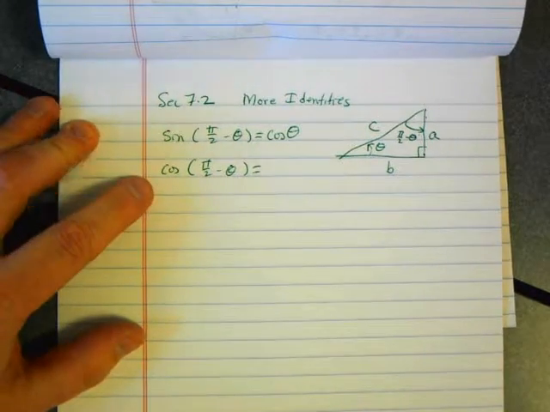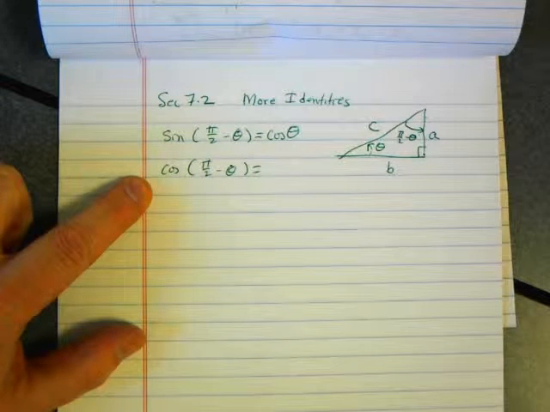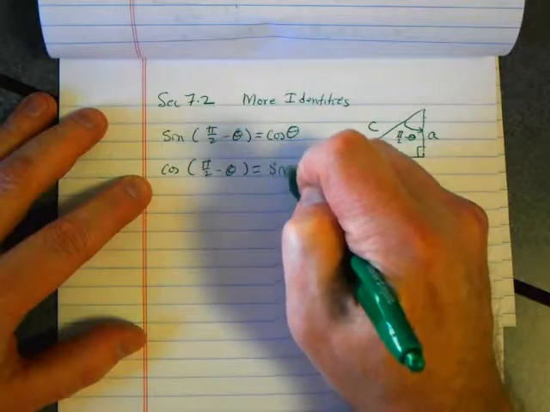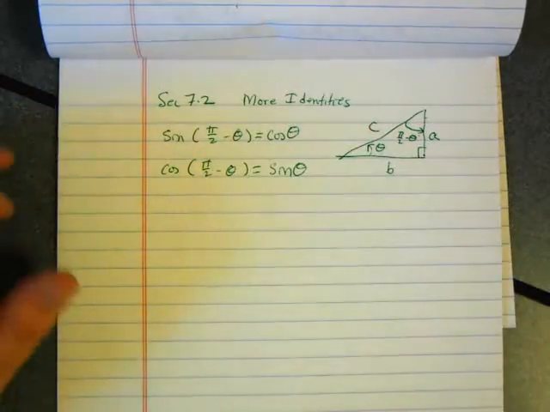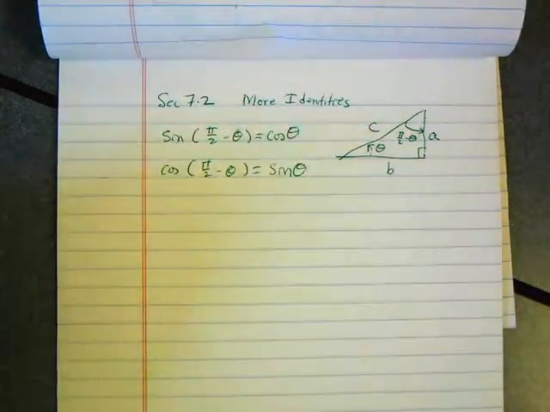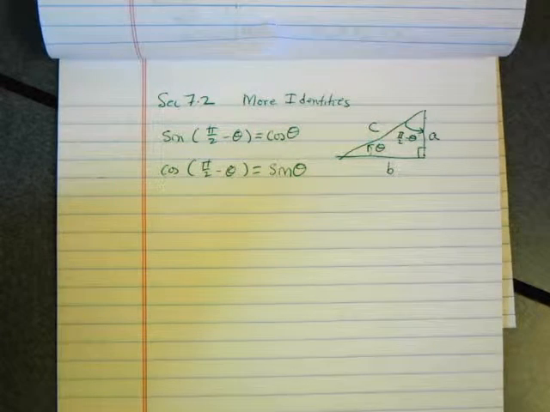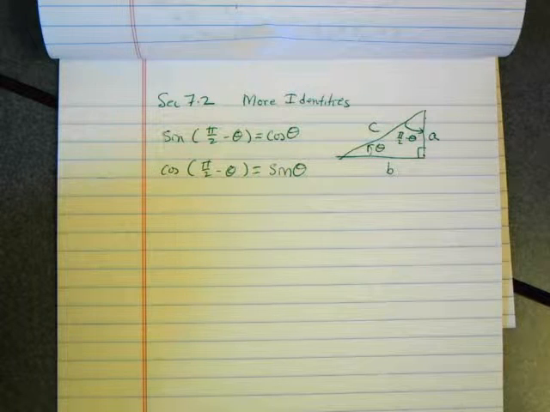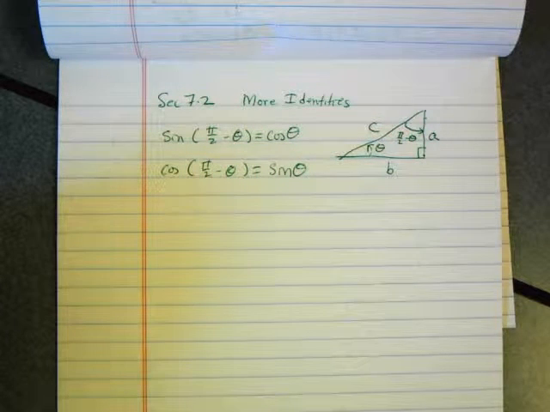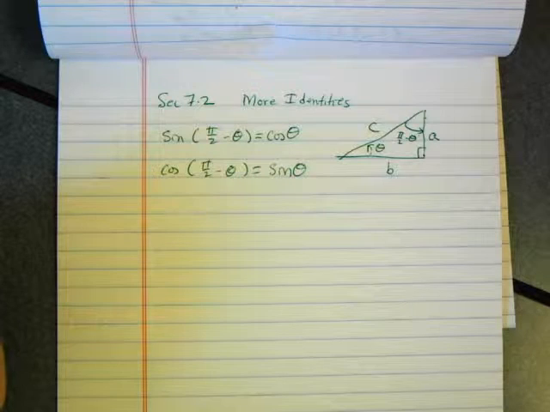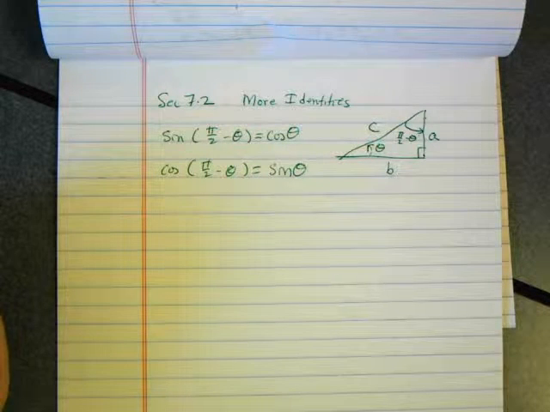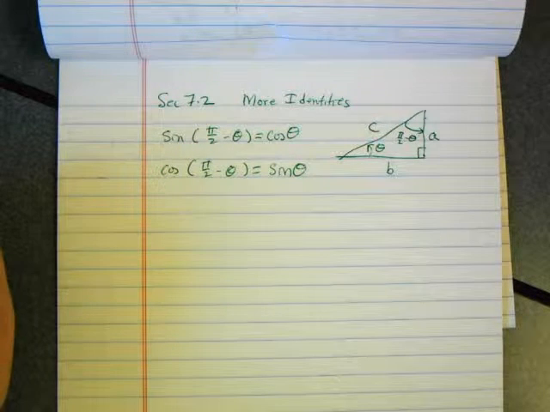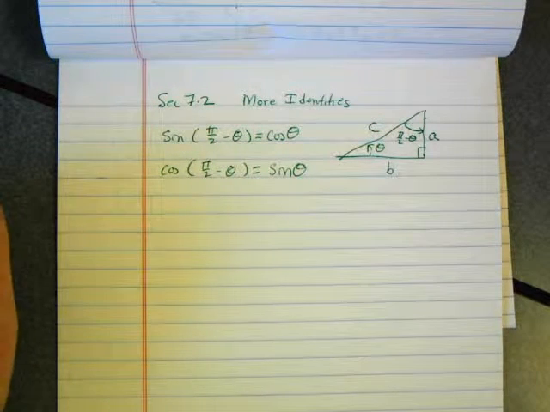And now that we have that one, this one's probably pretty obvious. What's the cosine of pi over 2 minus theta? Sine theta. We also looked at these in terms of graphs, didn't we? And what do we notice about sine and cosine when we look at their graphs? They were really the same, except they were off by a what? A phase shift, sliding them right or left.